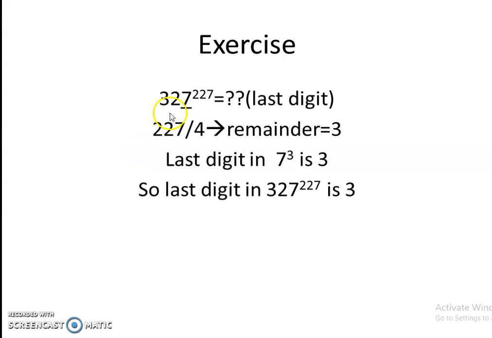Now let's solve this question. Here we are calculating the last digit after the power calculation. Here the power is 227. First divide this power by 4. After dividing 227 by 4, the remainder is 3. Now we know the last digit in 7 to the power 3 is 3. So after this power calculation, the last digit will be 3, right?